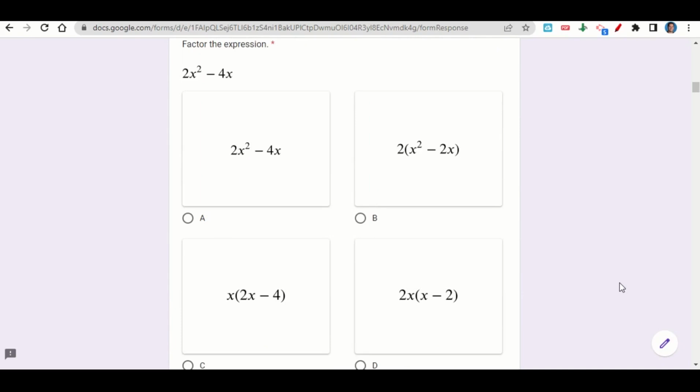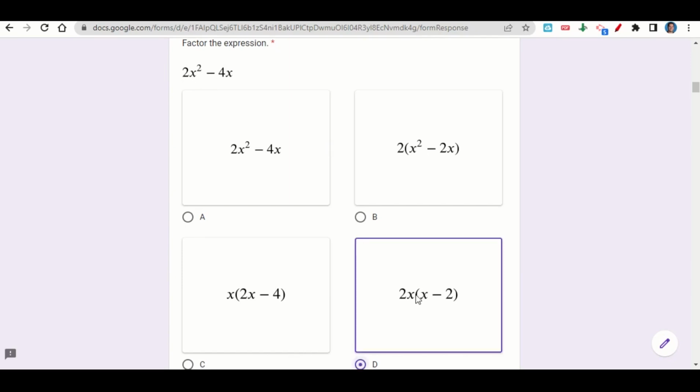Next one says factor the expression 2x squared minus 4x. Well, we can see that there's a 2 in common and an x in common, so we're going to pull out a 2 and an x. And when we do that, we're left with just x here and minus 2. So we should have 2x times x minus 2, which is this one here.